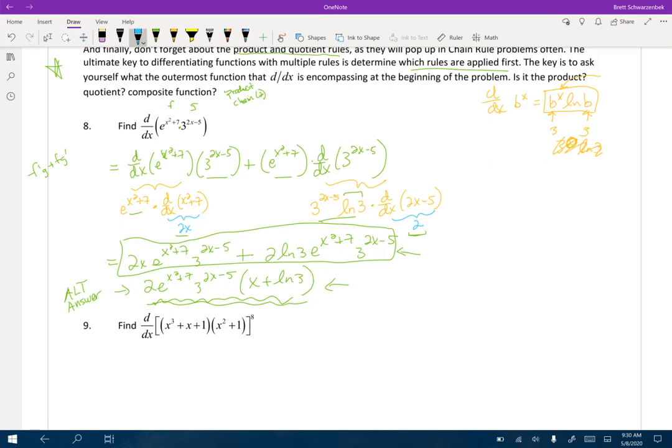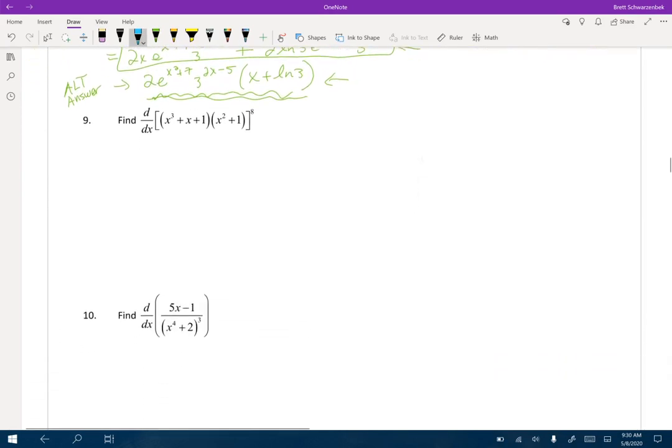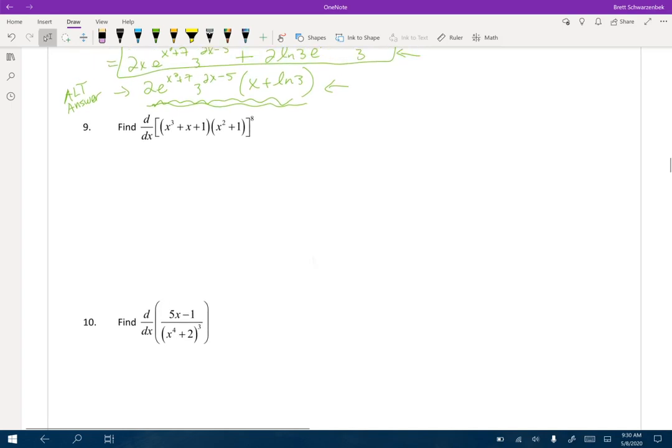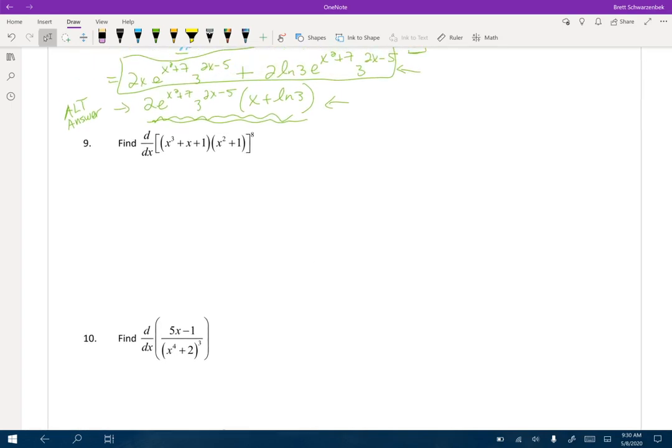Okay, so what about number 9? So number 9, here we go. The derivative of the quantity x cubed plus x plus 1, x squared plus 1, all to the 8th. All right, so again, I often ask students, what two rules do you see? And again, what they give me is product and chain. Well, where do they see the product? They see it right here. Where do they see the chain?